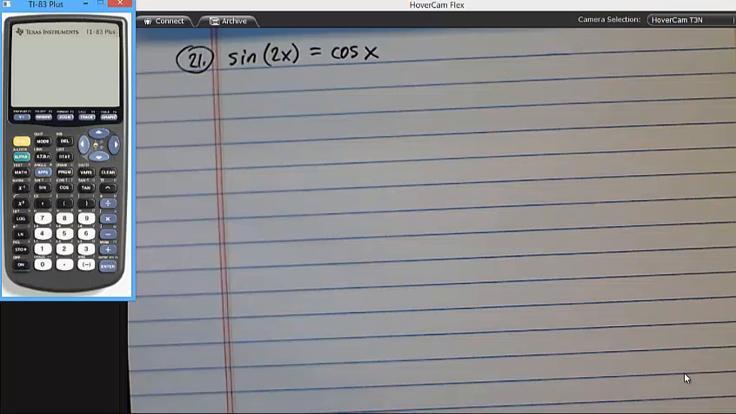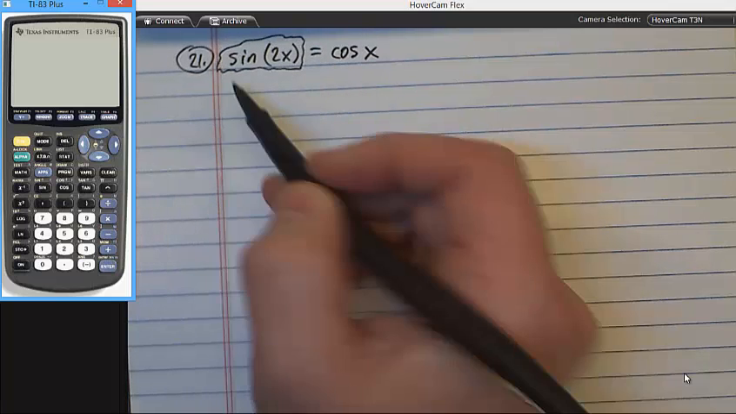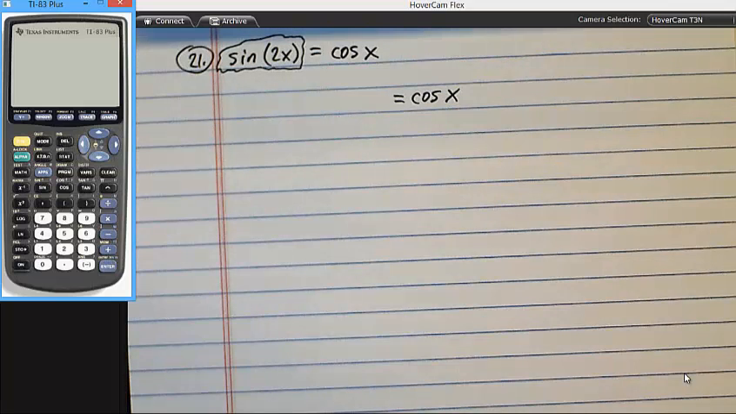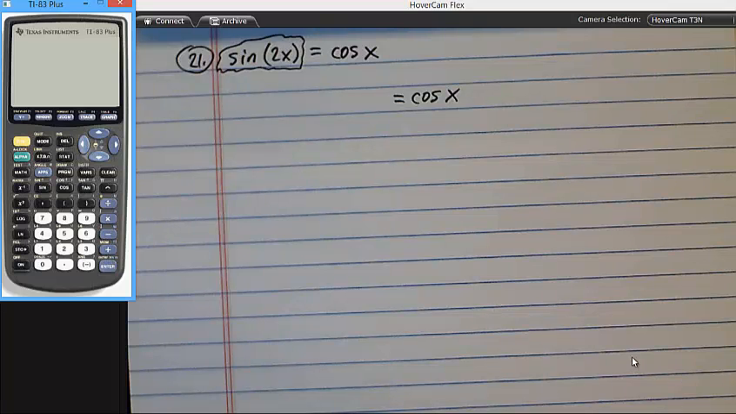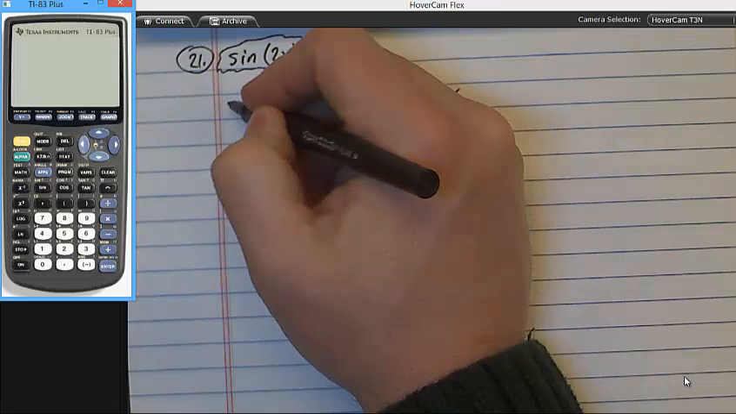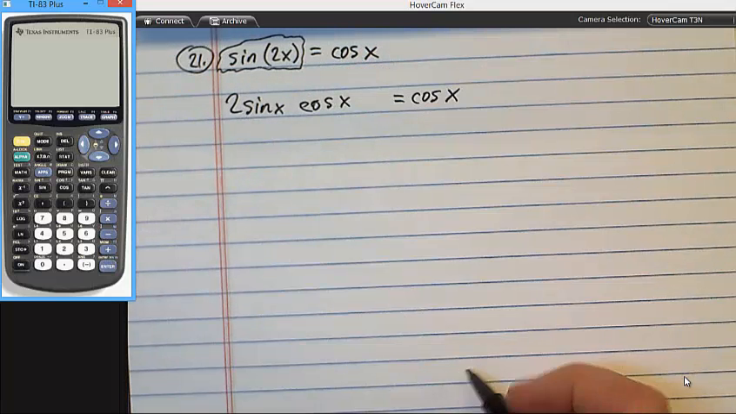So one of the first things I suggest you do when you get to these problems is think about those identities that we've been working on. Okay? So actually, we know an identity for the sine of 2x. So the first thing I'd like you to do is replace the left-hand side of the equation with something that it equals. Let's see if you guys can do that to start. So I have 2 sine x cosine x equals cosine x, right?